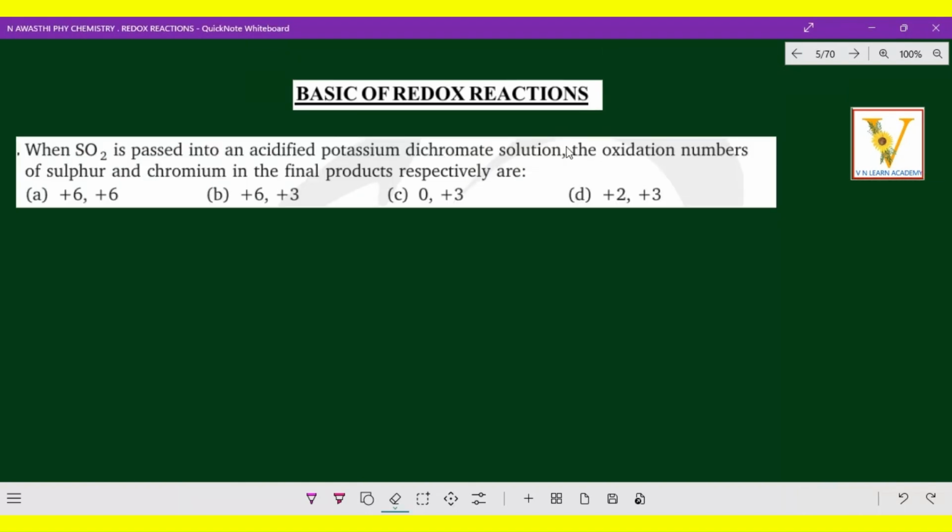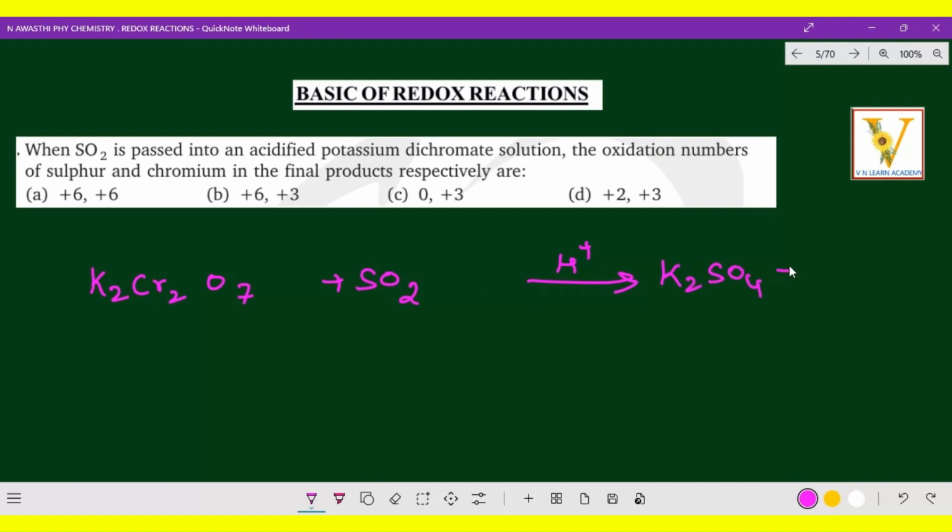The oxidation number of sulfur and chromium in the final product, respectively. This is very simple. Here is potassium dichromate, so directly I can write the formula, K2Cr2O7 plus SO2 in acidic H+ medium, acidified potassium dichromate only they have given. So the final product is K2SO4 plus Cr2(SO4)3. I'm not bringing up balancing the equation. I wanted to identify the oxidation number of sulfur and chromium in the final product respectively.